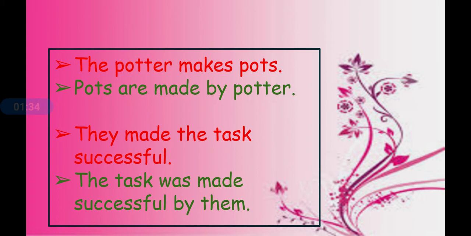They made the task successful. Here, verb is made and they is the subject and the task is the object. In this sentence, they is given more importance. That means subject is performing the action and it is active voice. And in the second sentence, the task was made successful by them. Here, the task was given more importance than that of subject they. Then this sentence is said to be in passive voice.